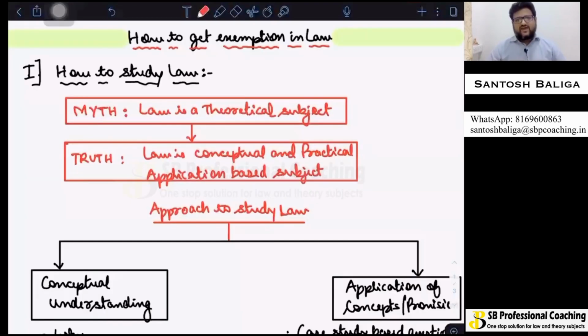Yesterday we had set a target for ourselves. That is, we will get at least an exemption in the paper law. And the exemption means at least 60 marks. So whenever you are going to go for a target such as getting 60 marks in law, you would require a proper strategy for it.